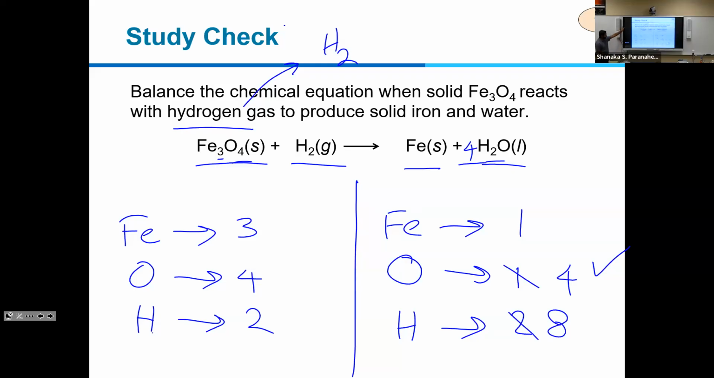Okay, so now we can balance iron or hydrogen, it doesn't matter because both are the same type of atoms. So new number of hydrogen is 8. So we need 4 from this, to get 8 hydrogens. And now we have 3 irons on reactant side. We need 3 on product side. It's 1, 4, 3, 4.